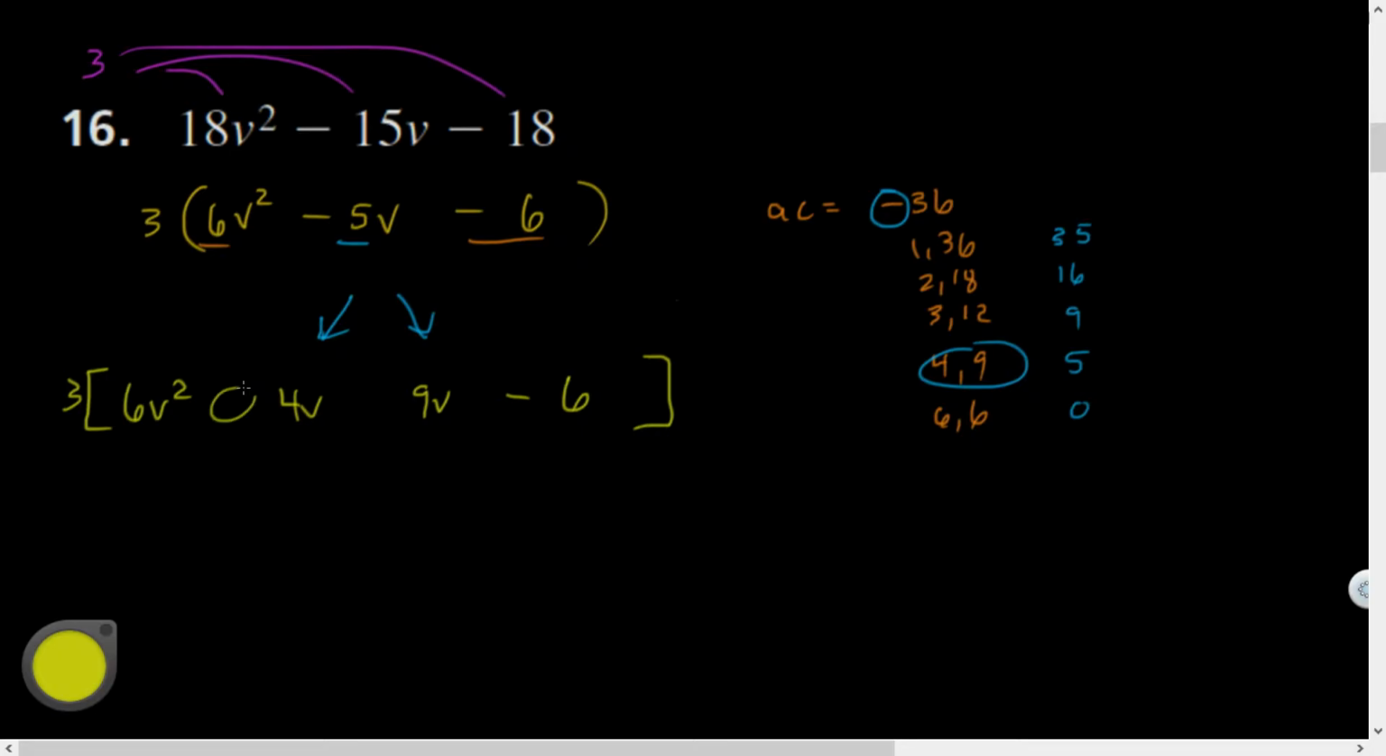And I've got to figure out the signage on these two terms. They multiply to be negative, so it's either plus minus or minus plus. And they add to be negative. So that means the more influential is negative. Who's more influential between 4 and 9? Anybody? The 9. So the 9's got to be my negative and the 4's got to be my positive. That's the split the B term step.